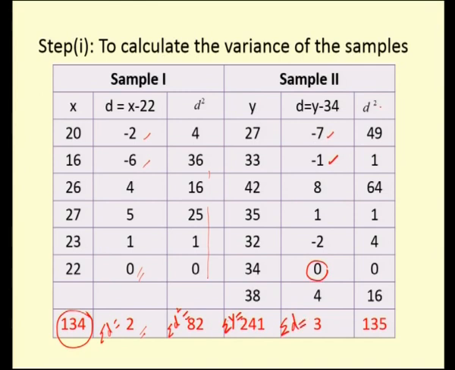Now, in the last column, you have to square it. That is, minus 7 squared, d squared is 49. Here it becomes 1. Proceeding in the same manner, you find the total, that is summation of d squared is equal to 135. So, you have filled in all the data.